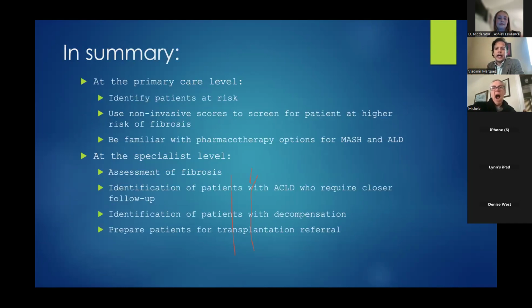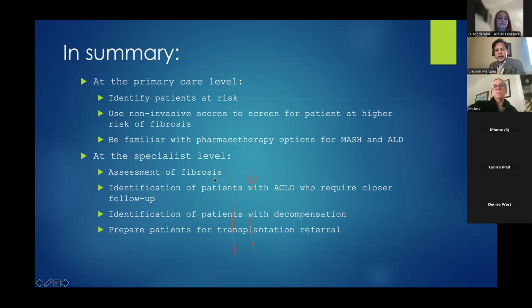And so to summarize, at the primary care level, I think that the mission is to identify the patients at risk, to use these non-invasive scores to screen for patients that could be at higher risk of fibrosis, or maybe all these other details like the enlarged liver, enlarged spleen, persistently elevated liver enzymes, and also be familiar with the pharmacological treatment that we have for MASH or for liver steatosis and alcohol-related liver disease.